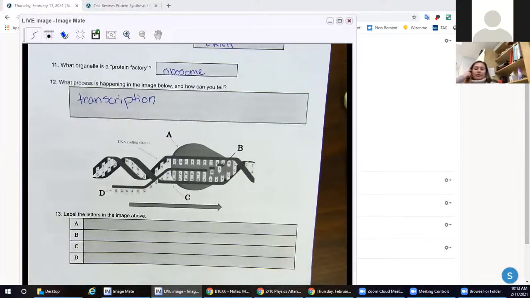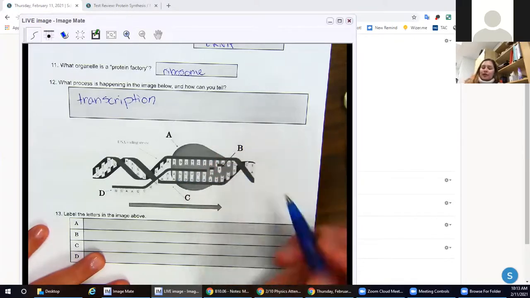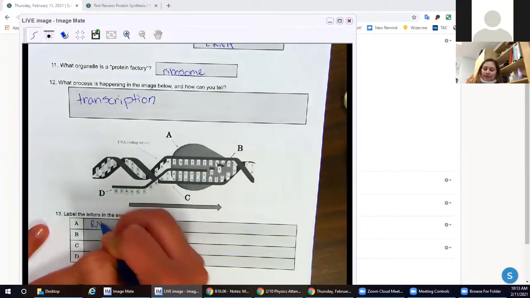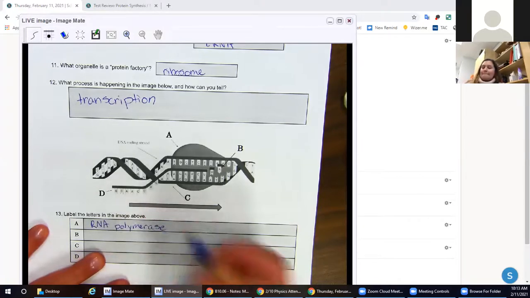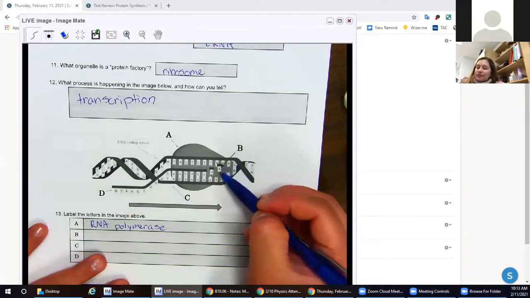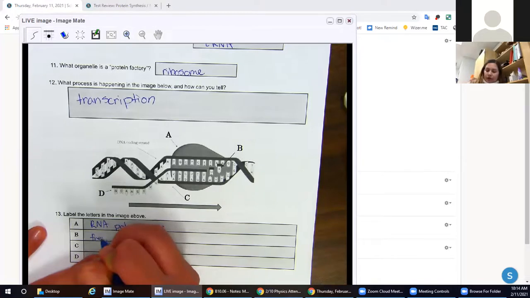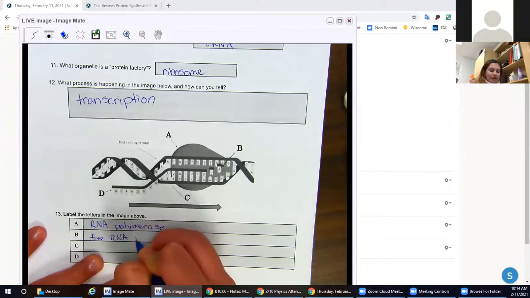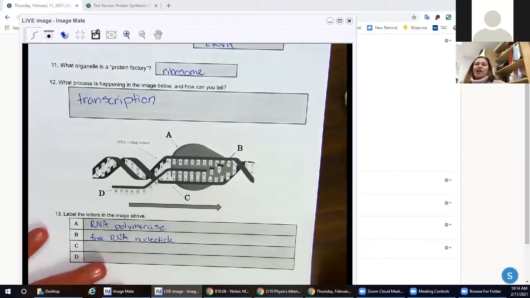Number 13, label the letters in the image above. So some of these were kind of confusing. Hopefully you got them. A is pointing to this enzyme right here, and that is an RNA polymerase. B is pointing to this base right here, the letter A, and that's a free RNA nucleotide. Or it's just a free nucleotide. I'm only saying RNA because it's going to make an mRNA strand.